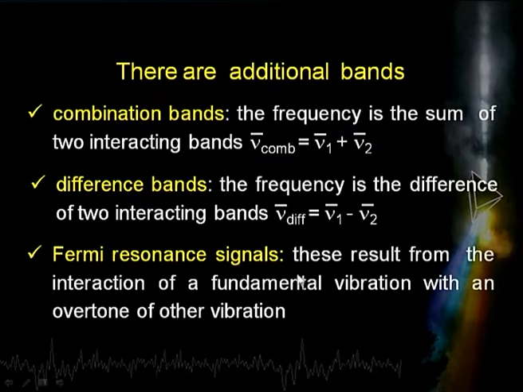Actually, these result from the interaction of a fundamental vibration with an overtone of another vibration. What it means is, I may have one fundamental and there is some fundamental vibration whose double, that is the first overtone, happens to be close to this one. So, when these two frequencies are in the neighborhood, they can undergo a resonance there. When they undergo resonance, they give rise to additional bands, they are called Fermi resonance signals.